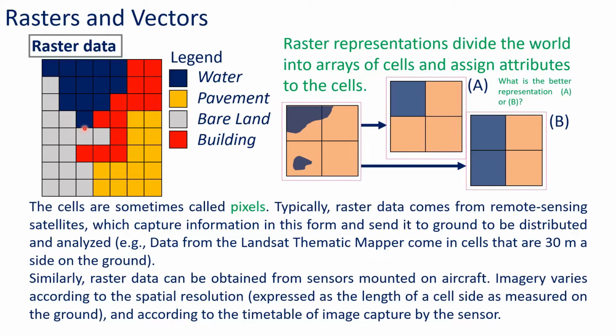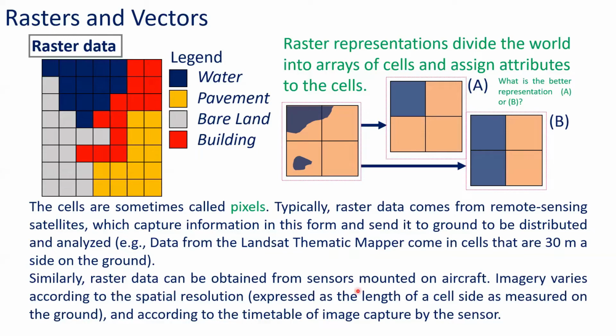Just like a normal photo. So you have a pixel here. Typically, raster data comes from remote sensing satellites, which capture information in this form and send it to the ground to be distributed and analyzed. This particular data acquisition, the Thematic Mapper of Landsat, has a 30-meter resolution. So 30-meter means one side is 30 meters. Just mentioning one side is enough because it's a square. So a 30-meter by 30-meter area.